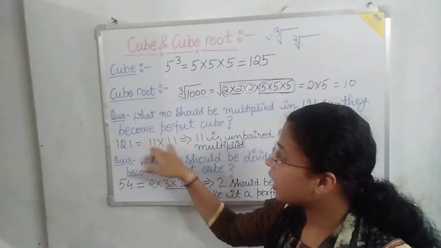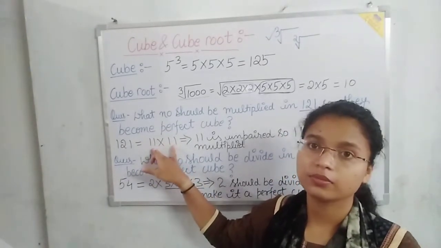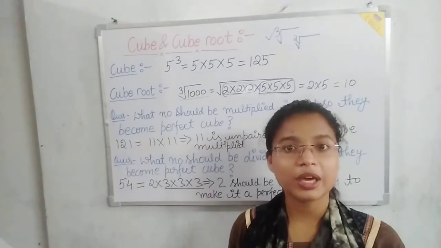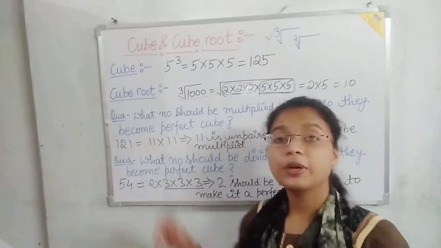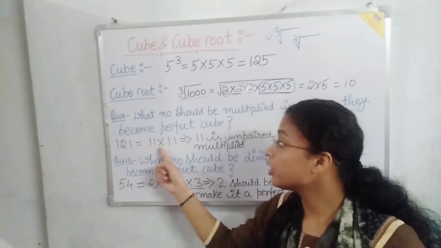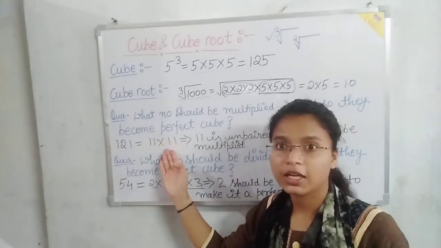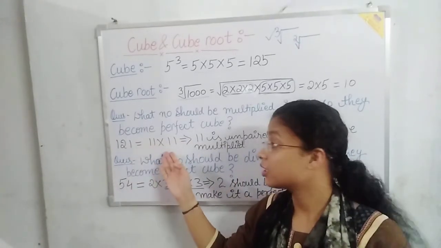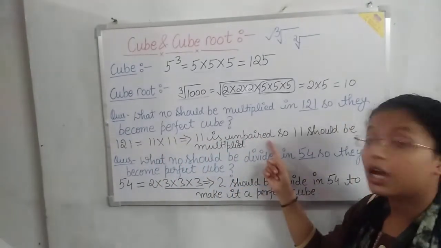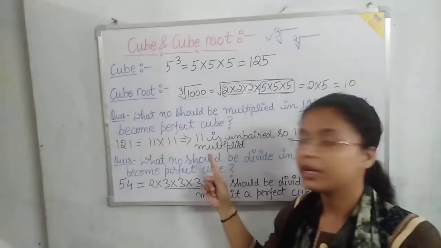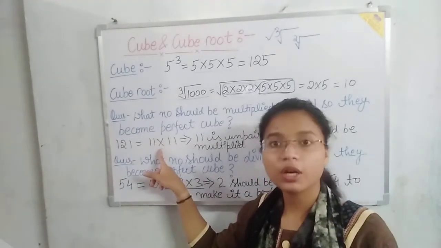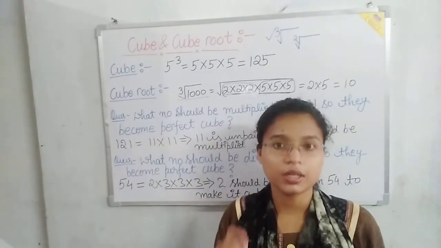But can we say that this is a perfect cube? This is not a perfect cube. Why? Because it is a pair of 2 and we want a pair of 3. So we want one more 11 to make it a perfect cube. Here only two 11s are there, so 11 should be multiplied in it to make it a perfect cube. You want one more 11, that means your answer will be 11.